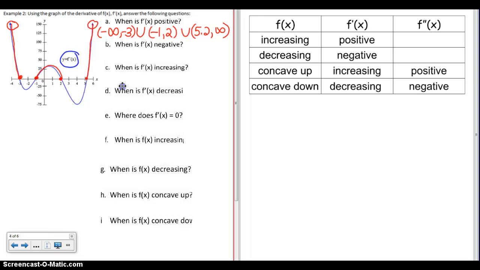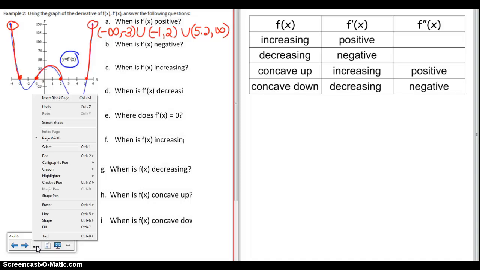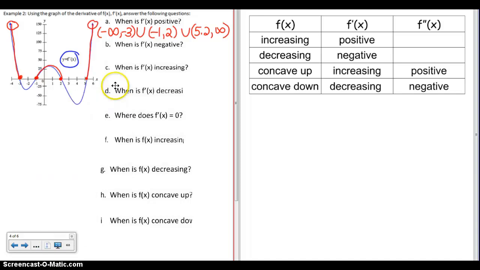And so then the other side of that is, where is the function negative? Where is the derivative negative? And so you can see that where it's below the x-axis. And so again, we're going to write that in interval notation from -3 to -1. And because there's another one, use your U. And then it's from +2 to 5.2.